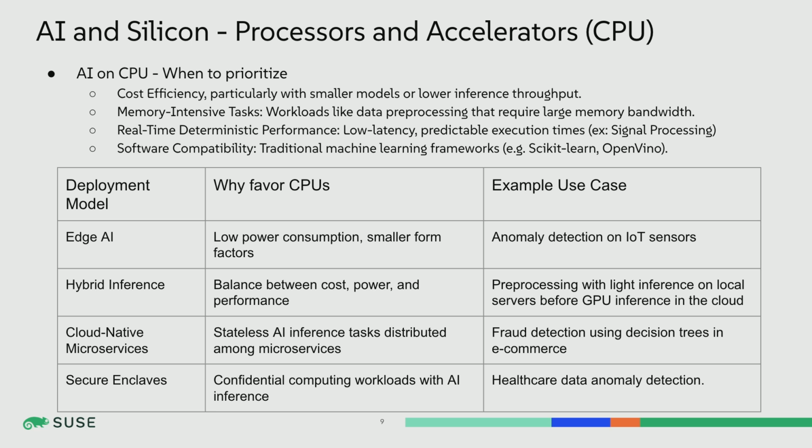You can try to do hybrid inference, balancing cost, power, and performance. So if you want to do some level of processing with light inference on local servers because you're doing an edge type deployment, you want to do some preprocessing before sending the data to the cloud for GPU processing. Then there are cloud native microservices, like fraud detection using decision trees in e-commerce, or a secure enclave for confidential computing with AI inference, like in healthcare anomaly detection.